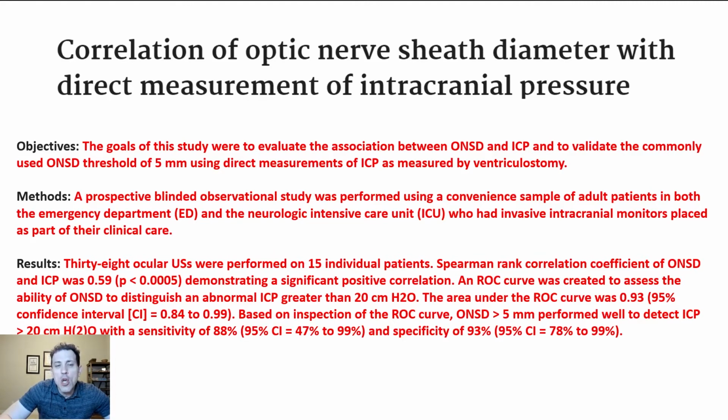Here they looked at 38 ocular ultrasound exams that were performed on 15 patients, and they used the Spearman rank correlation coefficient for the optic nerve sheath diameter and ICP, which was 0.59, demonstrating a significant positive correlation. An ROC curve was created to assess the ability of optic nerve sheath diameter to distinguish an abnormal ICP greater than 20. What they found was that a value of 5 millimeters performed very well. So here, another validation of the 5 millimeter cutoff.